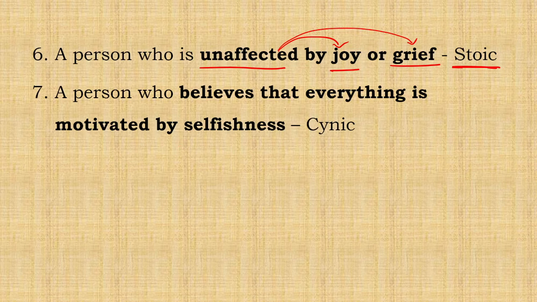A person who believes that everything is motivated by selfishness. There are some people who think that the whole world runs only on selfishness. Everybody feels only for themselves, they only think about themselves, they don't bother about society. That type of people are called cynics. Cynic and skeptic are almost related. But a cynic is a person who always sees the negative side of society. He always feels that the world runs on selfishness.